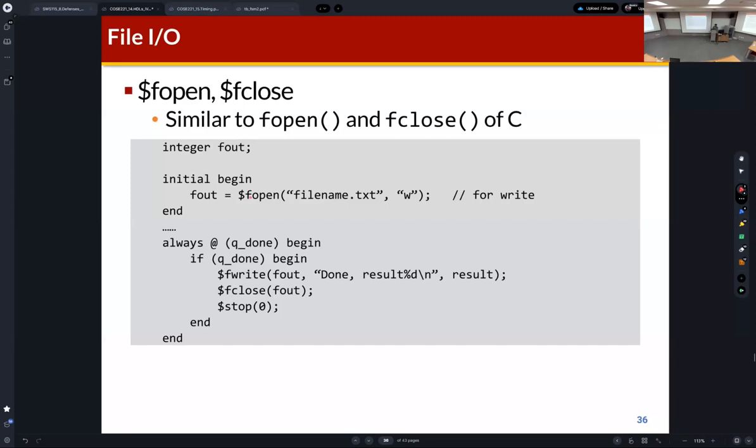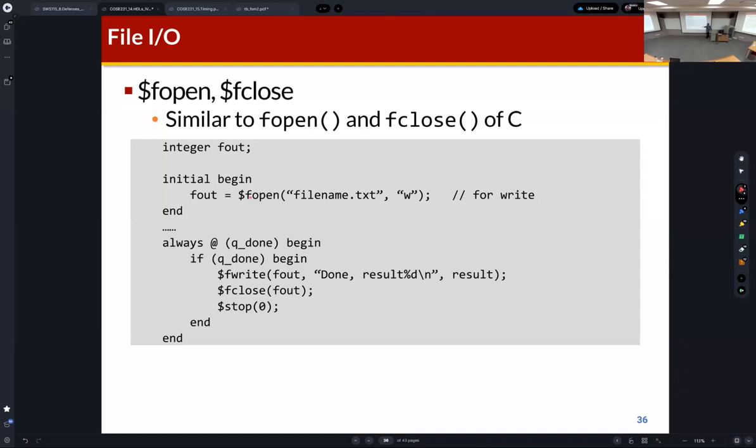So this is the example. You can open or close a file using the $fopen or $fclose. In the C program, we just declare the file pointer. If we want to access a file, or work with a file, then we just define the file pointer. Then you know this type of file pointer is FILE, right? But in SystemVerilog, there is no file type, so we use the integer type.